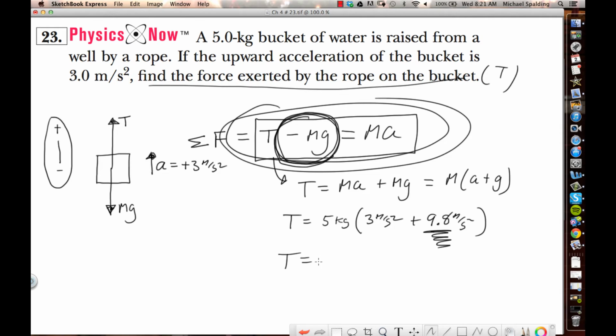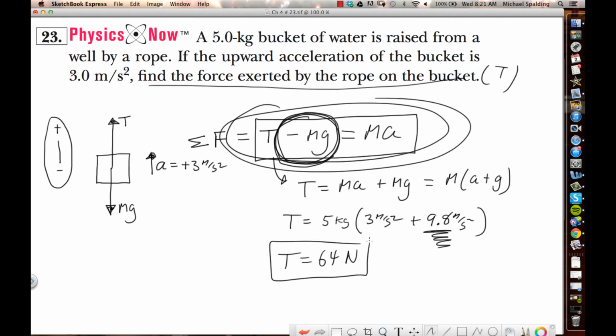Okay, so then tension comes out. So that's going to be 5 times (3 plus 9.8). So the tension in the rope is 64 newtons. Hey, the question doesn't ask for this, but what's the net force on the bucket?